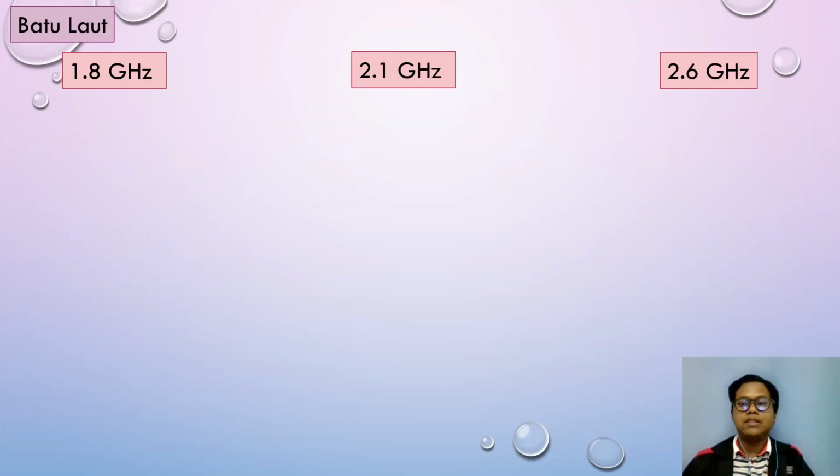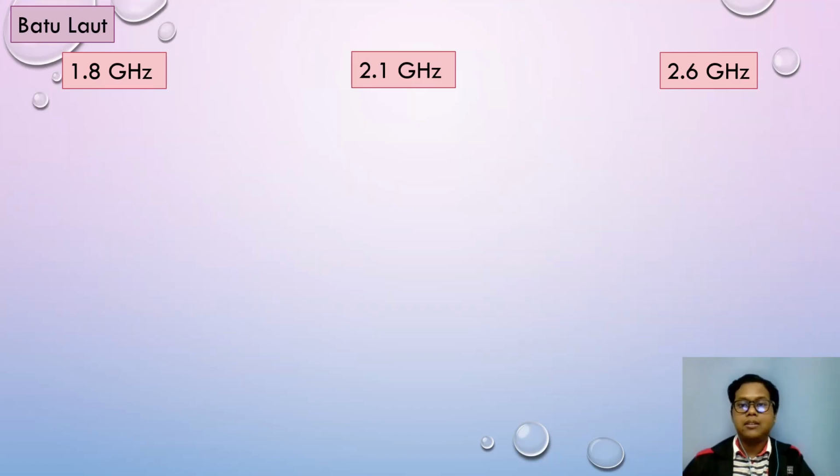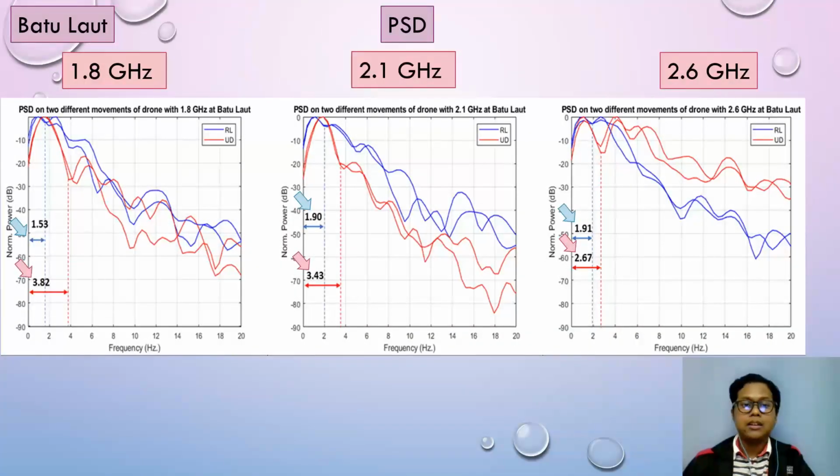And the last location is Batu Laut. For the time domain, it also shows the same result, which is the time taken for RL is longer than UD. Next, for the PSD, it also shows the same result, which is the Doppler frequency of RL is lower than the Doppler frequency of UD.